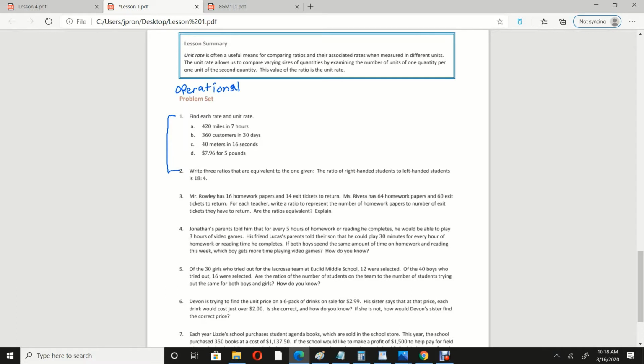So let's look at number 2 first. We'll start with that one. So we're going to write 3 ratios that are equivalent to the given one. Okay, and I don't care about this.